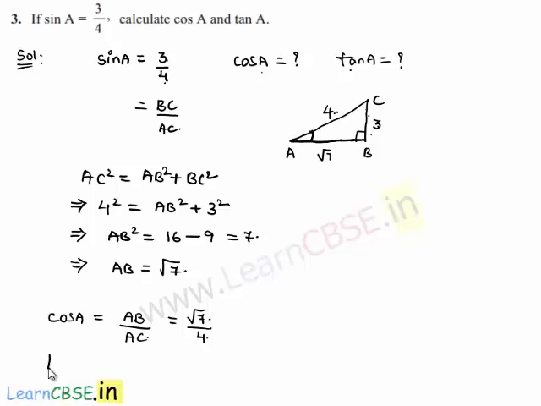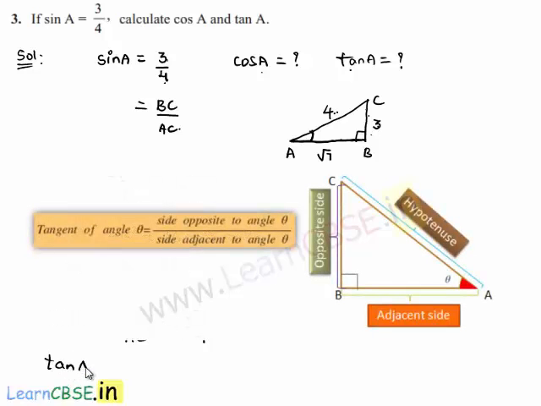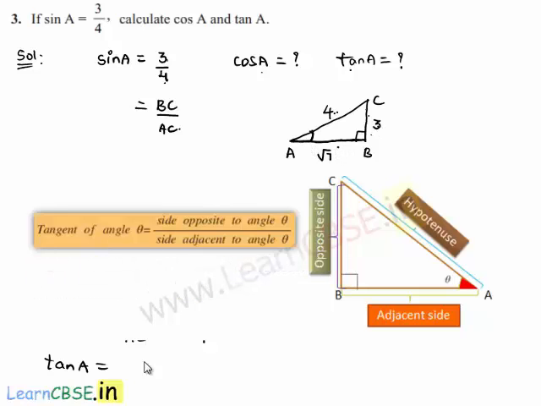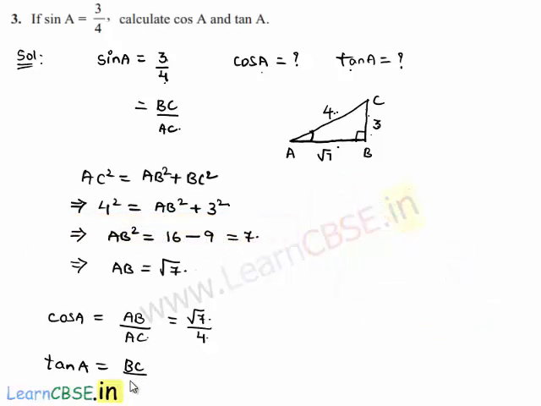And he also asked us to find the value of tan A. We know that tan of an angle is its opposite side by adjacent side. Here the opposite side to angle A is BC, by the adjacent side to angle A is AB, which is equal to 3 by root 7.